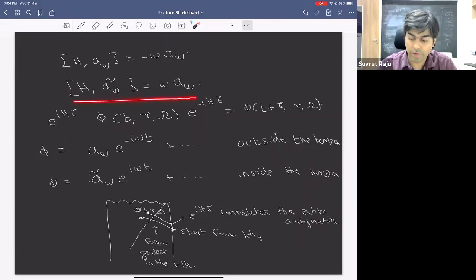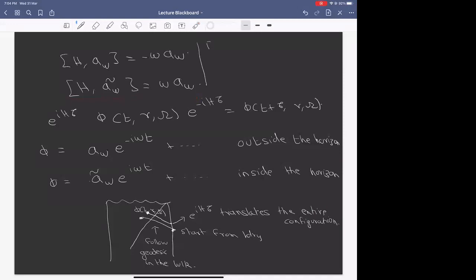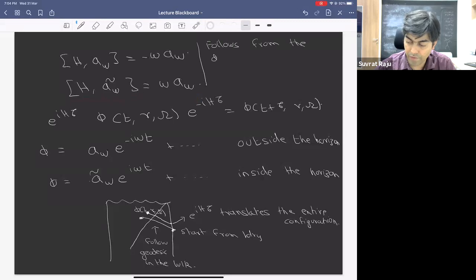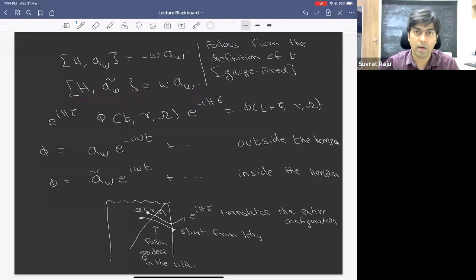Here, this assumption follows from how phi was gauge fixed. It follows from the definition of phi. I mean, when I say definition of phi, I mean in terms of how it is gauge fixed. When we talk about a local operator in gravity, we have to decide how we are going to dress the local operator. And if we decide to dress it to the asymptotic boundary, which is basically the only thing you can do, you have to dress operators to the boundary. And if you dress the operator in this way, which is the natural way to dress it, this is where these commutators would come from.